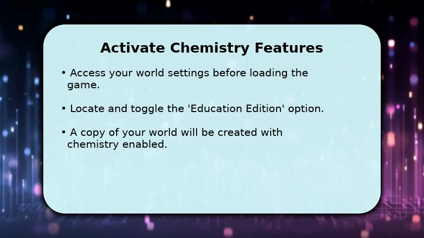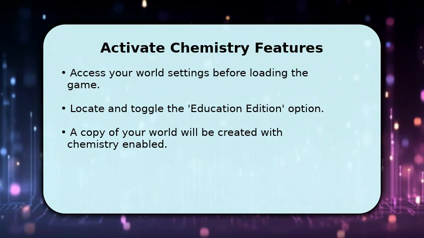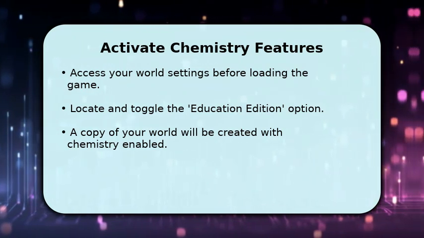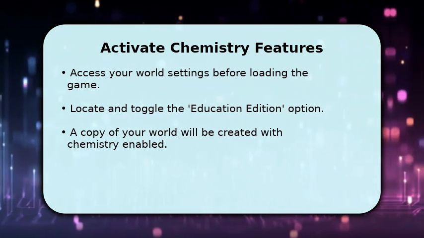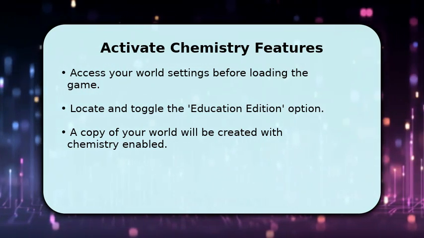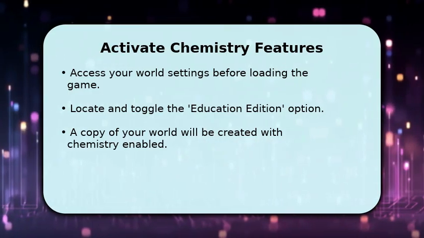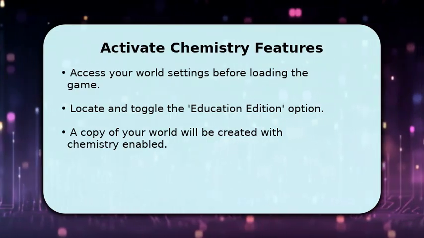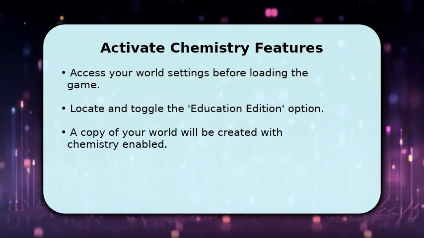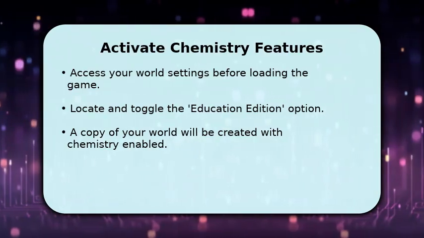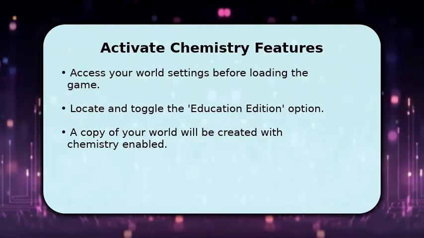Before you can begin crafting, you need to activate the chemistry features. From your world selection screen, go into the settings for your chosen world. Scroll down until you find the Education Edition toggle and switch it on. The game will then create a copy of your world, marked with EDU, where all the chemistry elements and tools will be available for you to use.